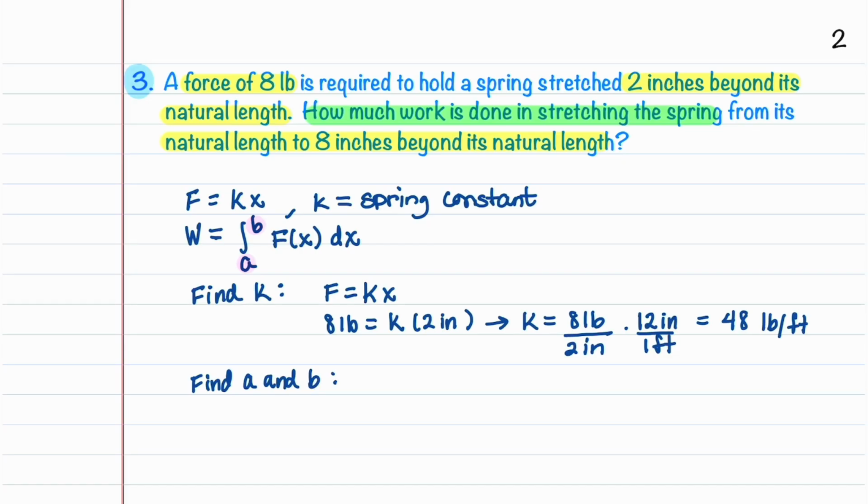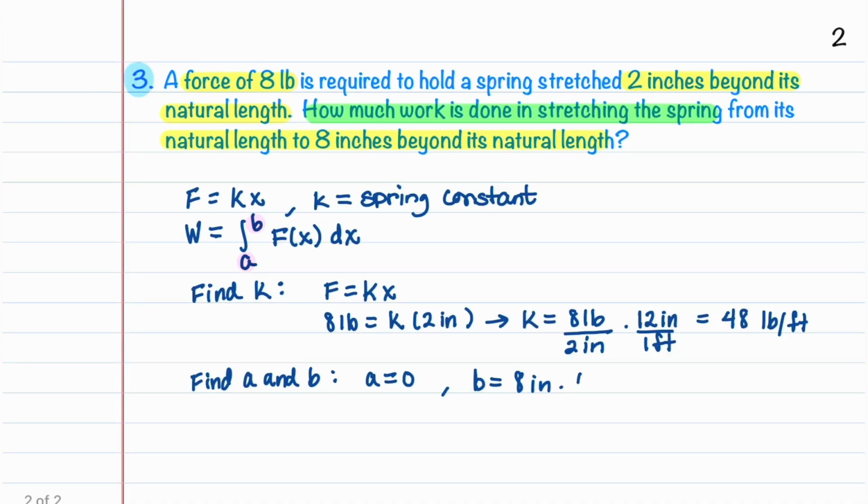We need to find the work done in stretching the spring from its natural length to 8 inches beyond its natural length. When the spring is at its natural length, it's not stretched at all, so a is going to be equal to 0, and then b is the length that the spring is stretched, and it is going to be equal to 8 inches. We also need to convert this to feet, so we are going to divide this by 12. 8 divided by 12 is 2/3. So b is 2/3 feet.